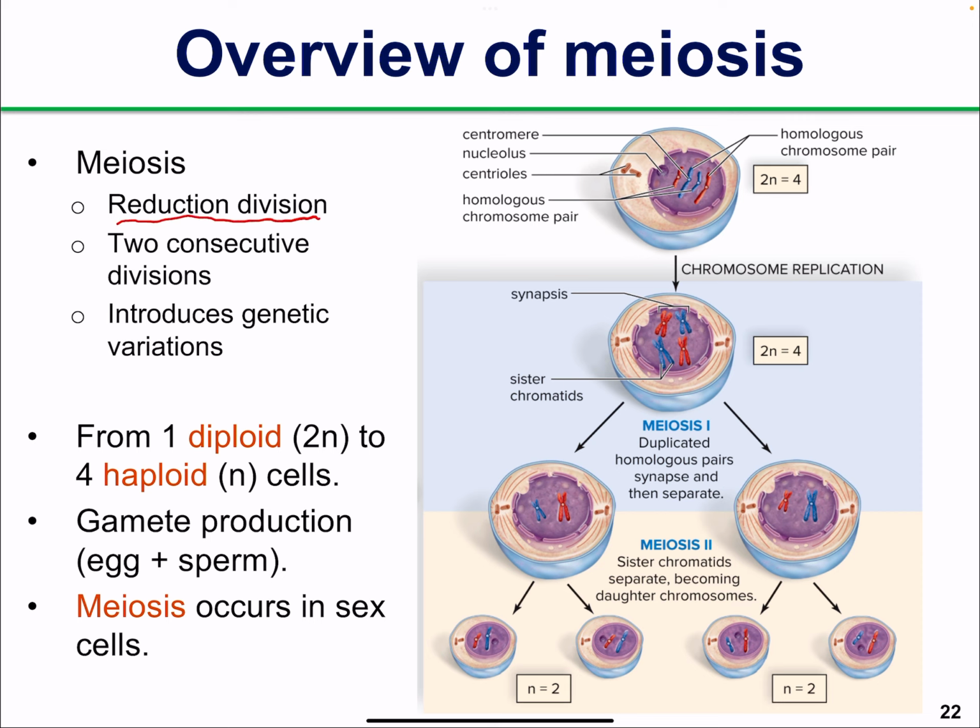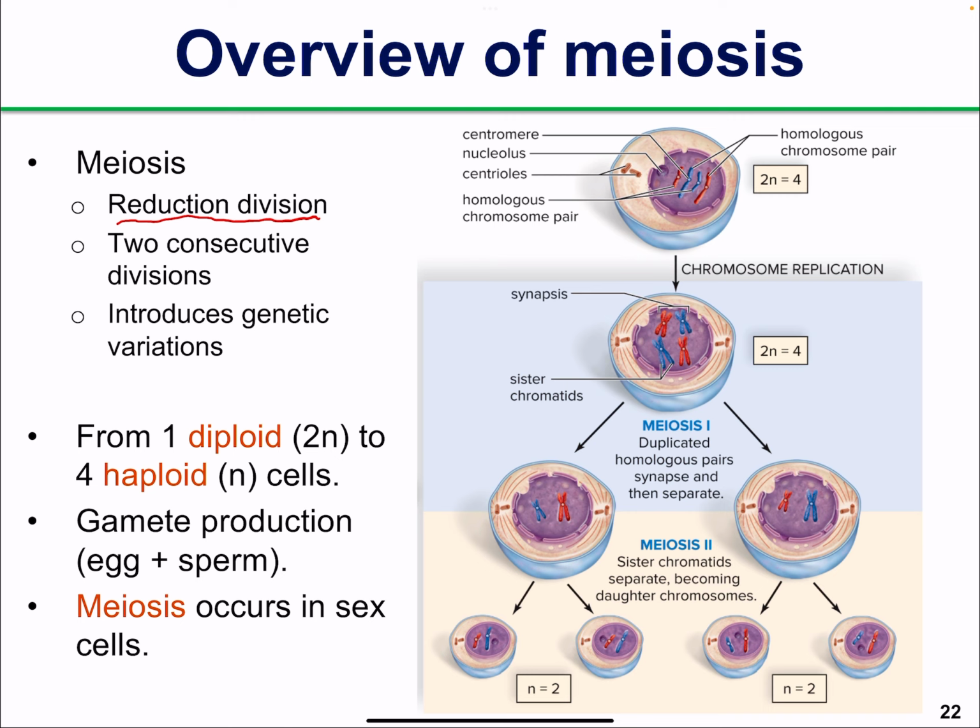The reason why we call it a reduction division is that from a parent cell that is diploid, we are going to produce daughter cells, 4 daughter cells that are haploid. So we are going from 2n number of chromosomes to n number of chromosomes. That's why we call it a reduction division, because of the decrease in the amount of chromosomes in the gametes.